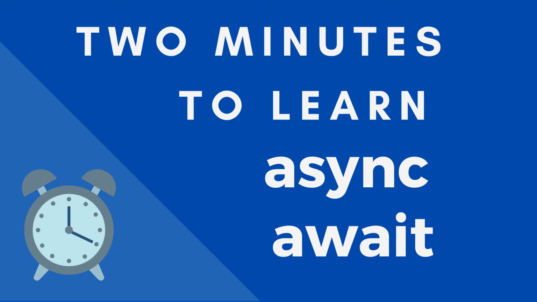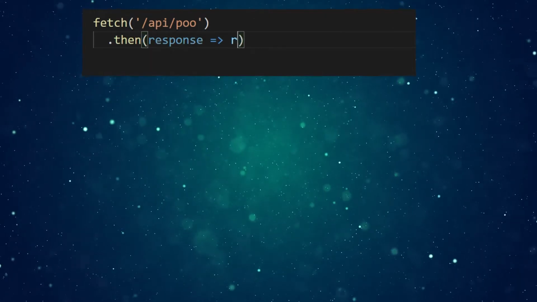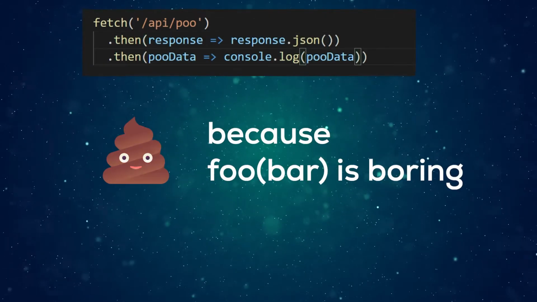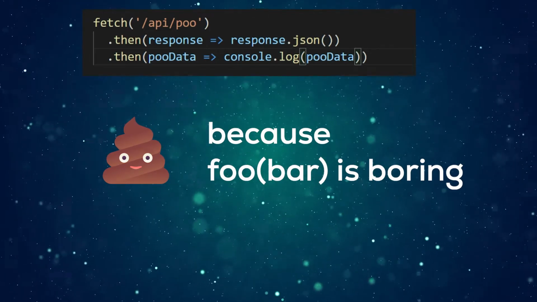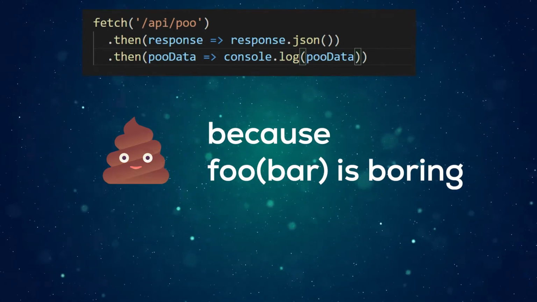Async functions in 2 minutes. If you've ever consumed data from an API, you've probably done something like this. Fetch the data and use promise chains to get the data when complete. While a step up from using callbacks to fetch async data, promises are not as intuitive as doing asynchronous operations in other languages. Enter async await to save the day.